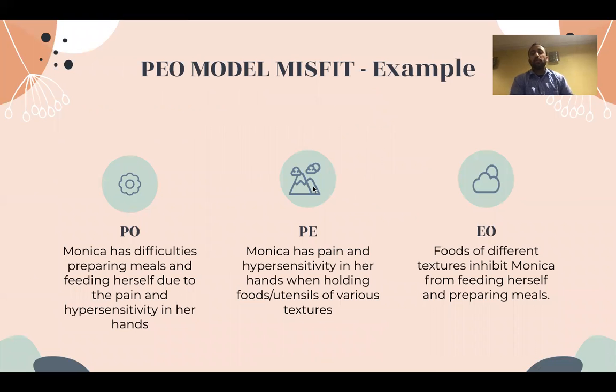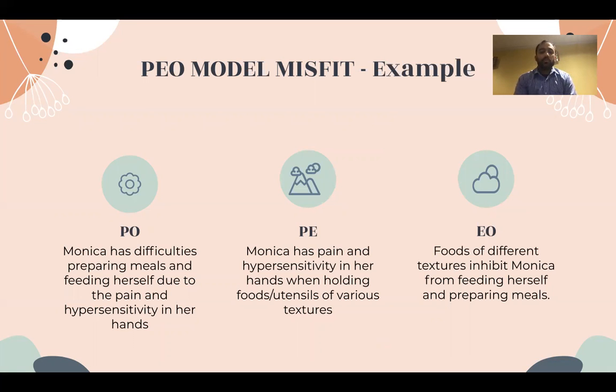The occupation-based model that I decided to view Monica through was the PEO model. So for example, we're going to use one PEO misfit. So the person factor in this PEO misfit is Monica's pain and hypersensitivity in her hands. The environment factor is the various textures of foods and utensils. And the occupation factor is Monica feeding herself and preparing meals.